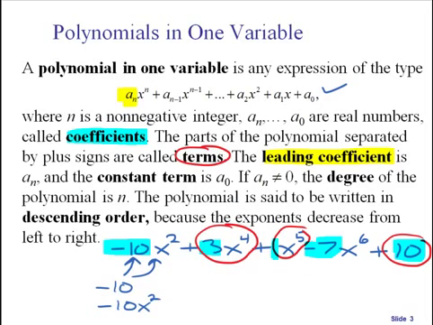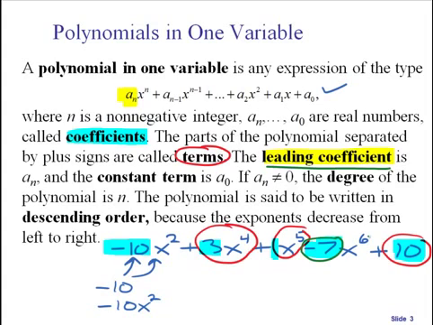So what's our leading coefficient in this case? Let's do that in red. Now we'll do it in green. What's our leading coefficient? Well, it's the coefficient that goes with the highest power of x. See, it's not just the coefficient in front. So our leading coefficient is not negative 10. In this case, it's negative 7, because 6 was our highest power.